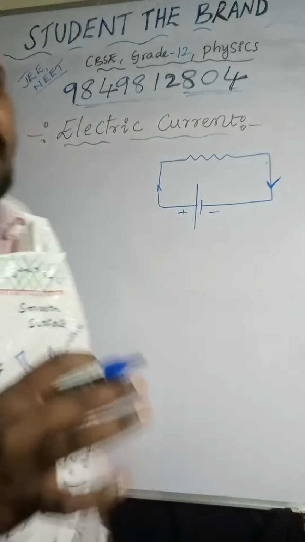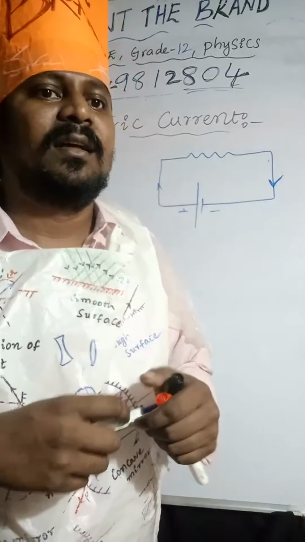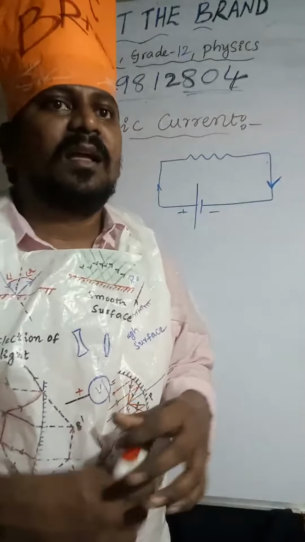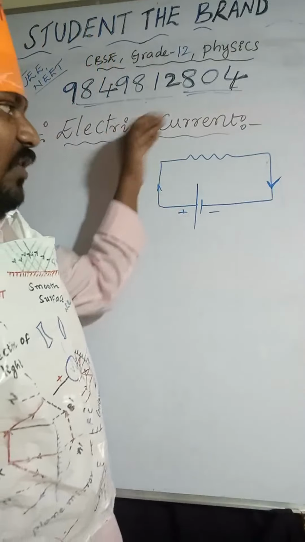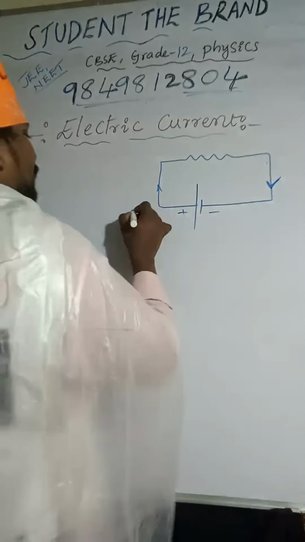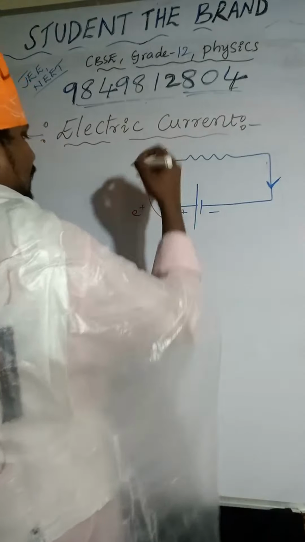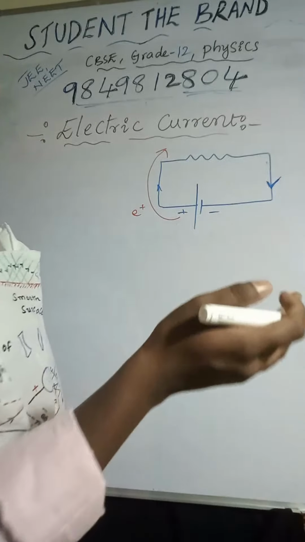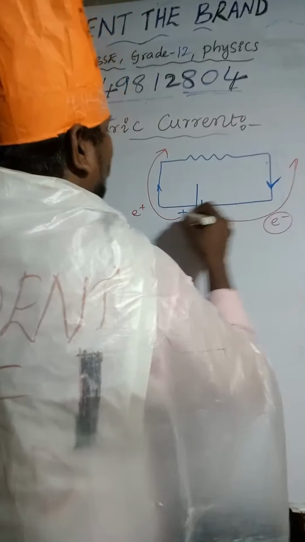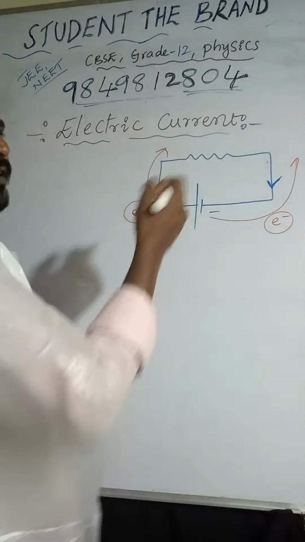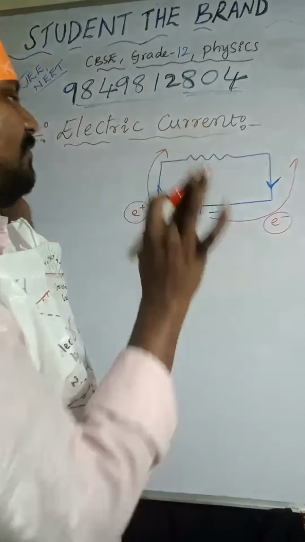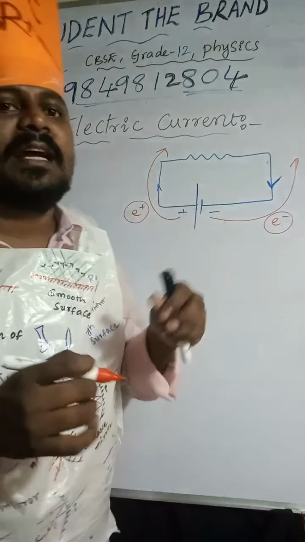So when you connect the cell to the resistor or in the circuit, current starts flowing. Positive charges will move from the positive terminal to the negative terminal, whereas electrons will move from the negative terminal to the positive terminal. That we already know. When you connect a cell, it happens.